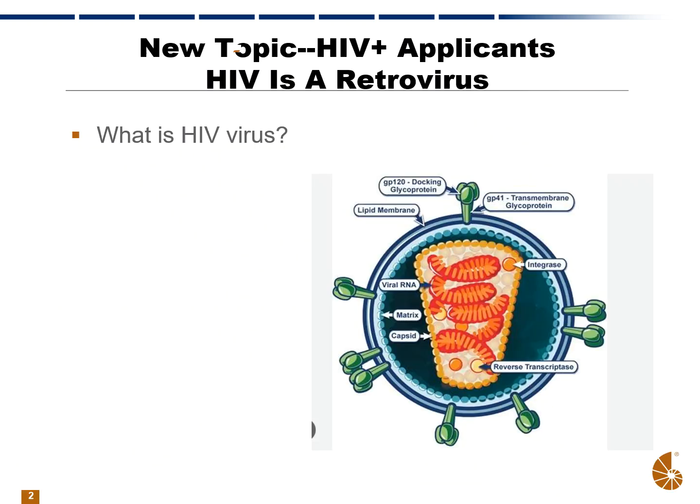So let's get started. What is a retrovirus? This is in regard to preventing retroviral infections with HIV, with PrEP, as well as a new topic we're going to discuss now, HIV positive applicants. Applicants who are HIV positive are infected with a retrovirus. So what is the HIV virus? You can see it's a complicated virus, and it's called a retrovirus for a particular reason, and we're going to talk about that today.